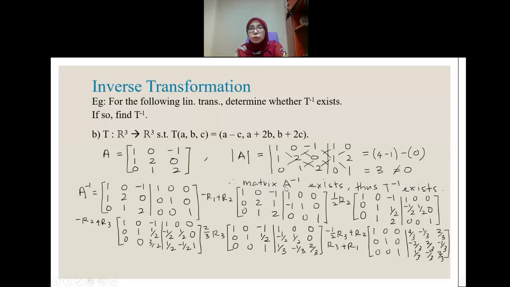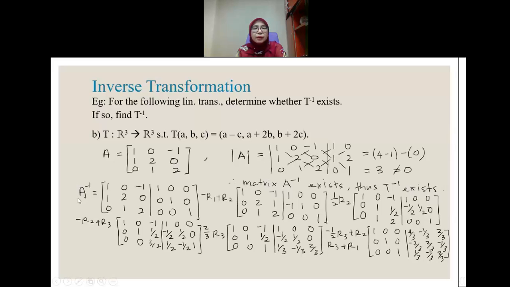Okay, the conclusion for this determinant is a must. You must write this conclusion. Why does T inverse exist? The question says, determine whether T inverse exists. T inverse exists because A inverse exists. So that's why this conclusion is very important to write.